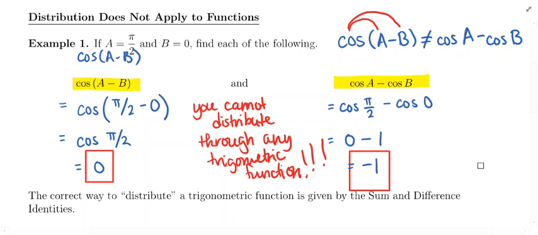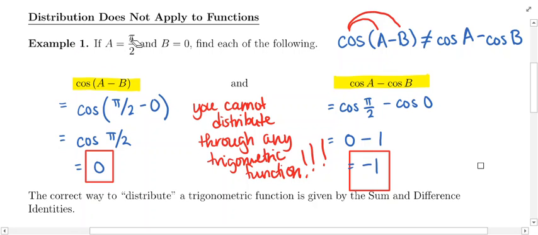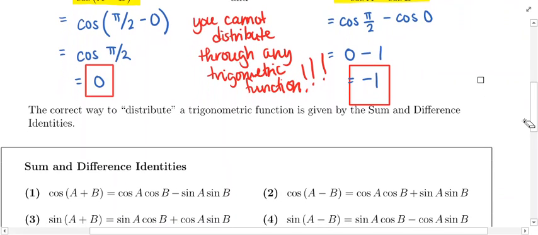Can you expand it in a certain way? And the answer is yes. You can do quote-unquote distribution, but it's not what you think. If you read the statement that's below this example, it says the correct way to quote distribute a trigonometric function is given by the sum and difference identities.